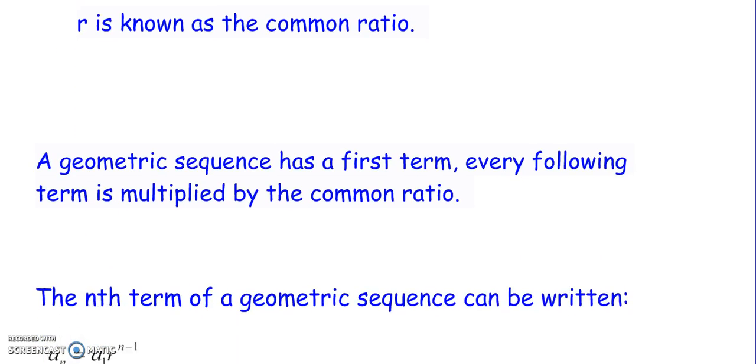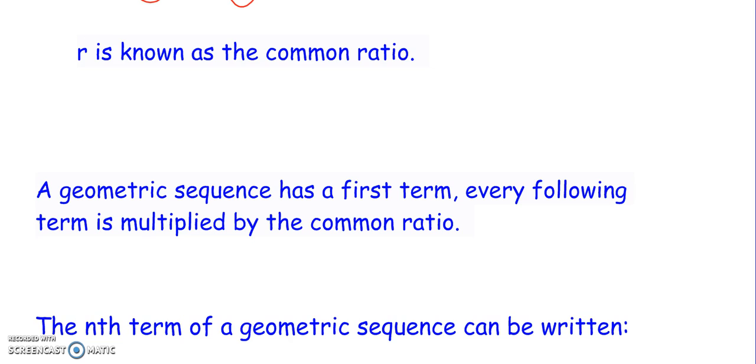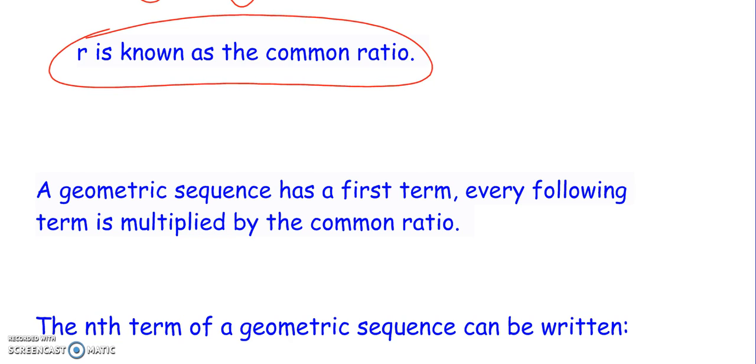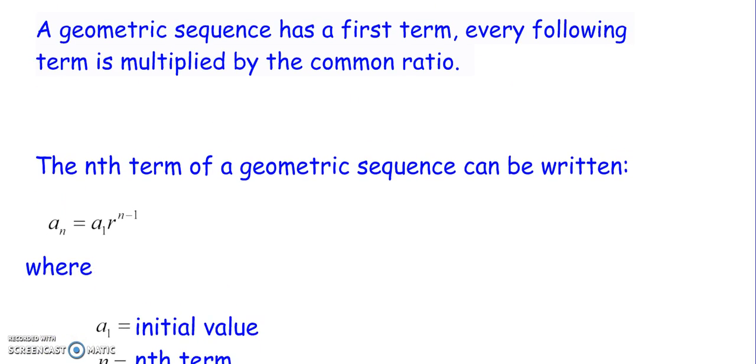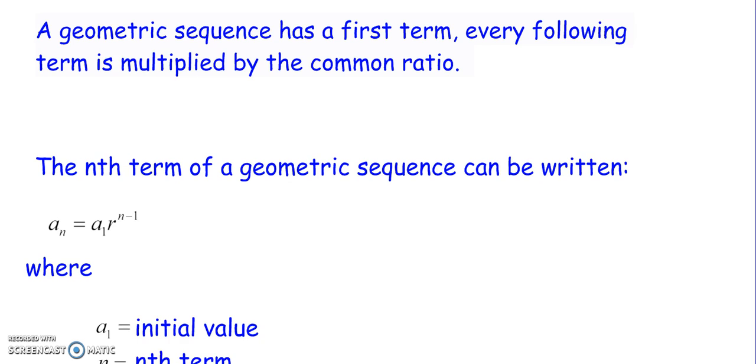So that's our definition. Again, this is a very important vocabulary term for today. A geometric sequence has a first term. Everything following it is multiplied by the common ratio. So the first term, A1, doesn't have anything to do with the common ratio. They are totally unrelated. A1 is your first term.